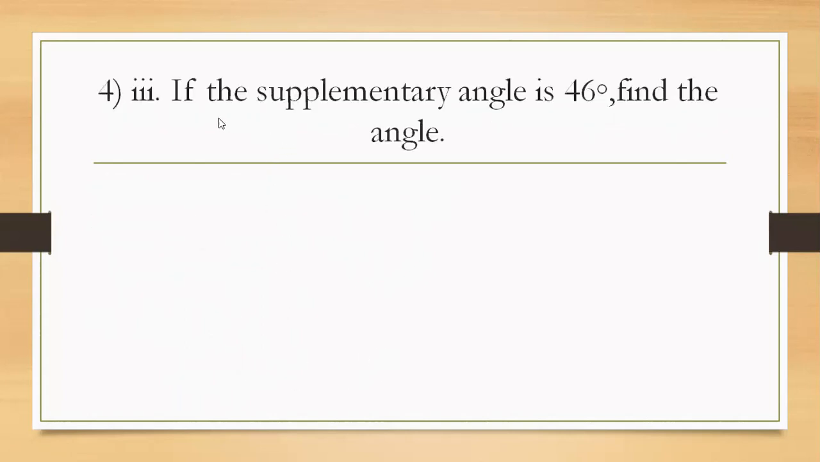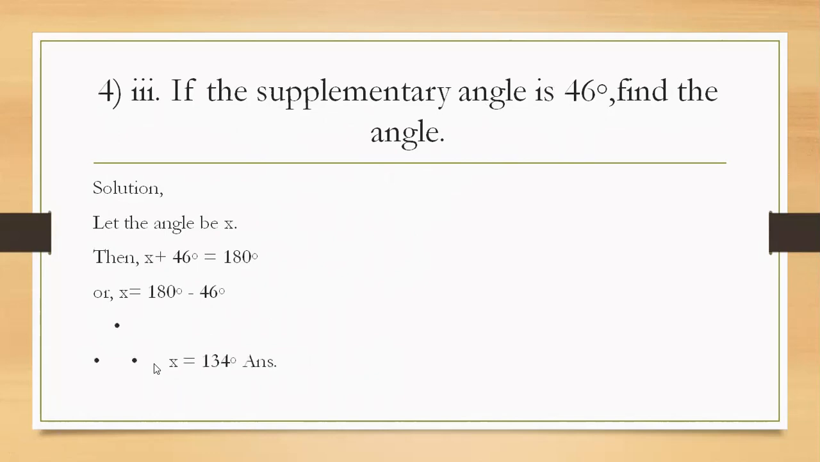Okay. Now, if the supplementary angle is 46 degrees, find the angle. Then let the angle be x. Then when you add them, it will be 180. Okay. Then when 46 goes here, it will be subtracted. Then you will get the x value is 134 degrees.